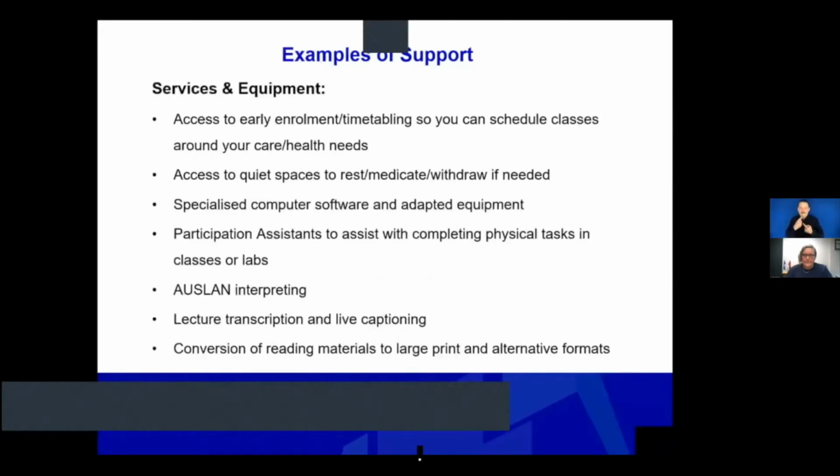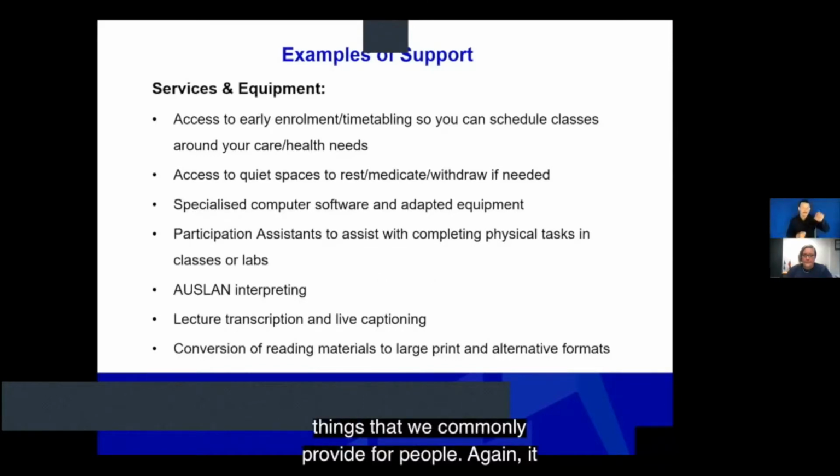So this list just gives you a few ideas about the sorts of things that we commonly do provide for people. But again, it just depends on your specific circumstances. So there's access to early enrolment, to quiet spaces where you can rest or withdraw. We have specialised computer software, we have adaptive equipment. Participation assistants are casual staff that we employ to assist you in the class or lab where needed. We provide Auslan interpreting, lecture transcriptions, and we convert reading materials to large print or alternative formats.